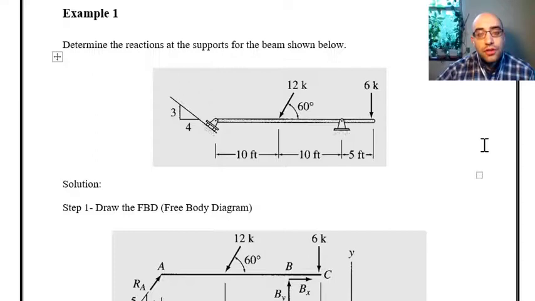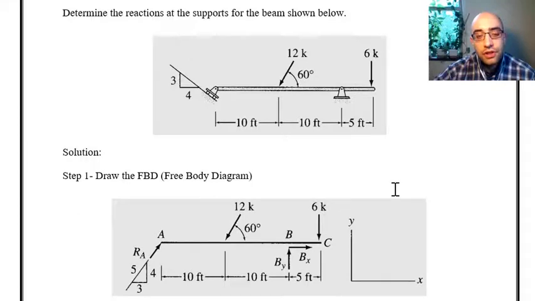I'm going to mention the general steps for each example, and I expect you to follow these steps in your solutions for homework problems and exams too. So you have to find the reactions. The very first step in finding the reactions is to draw the free body diagram, meaning you have to draw the structure, put all the forces, and also put the reactions that you have at each of the supports on the structure. Over here we have a roller support on the left, which is not completely horizontal.